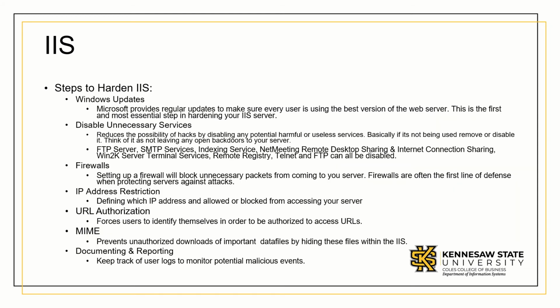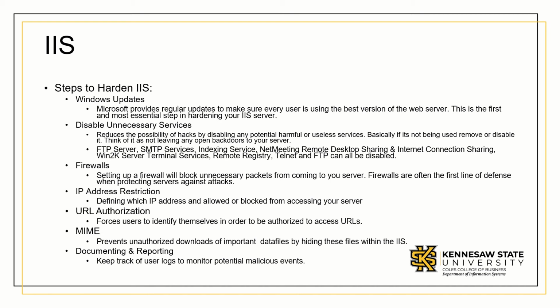So the steps to harden IIS: Windows updates. Microsoft provides regular updates to make sure every user is using the best version of the web server. This is the first and most essential step in hardening your IIS server. Disable unnecessary services. Reduce the possibility of hacks by disabling any potentially harmful or useless services. Basically, if it is not being used, remove or disable it. Think of it as not leaving any open backdoors to your server.